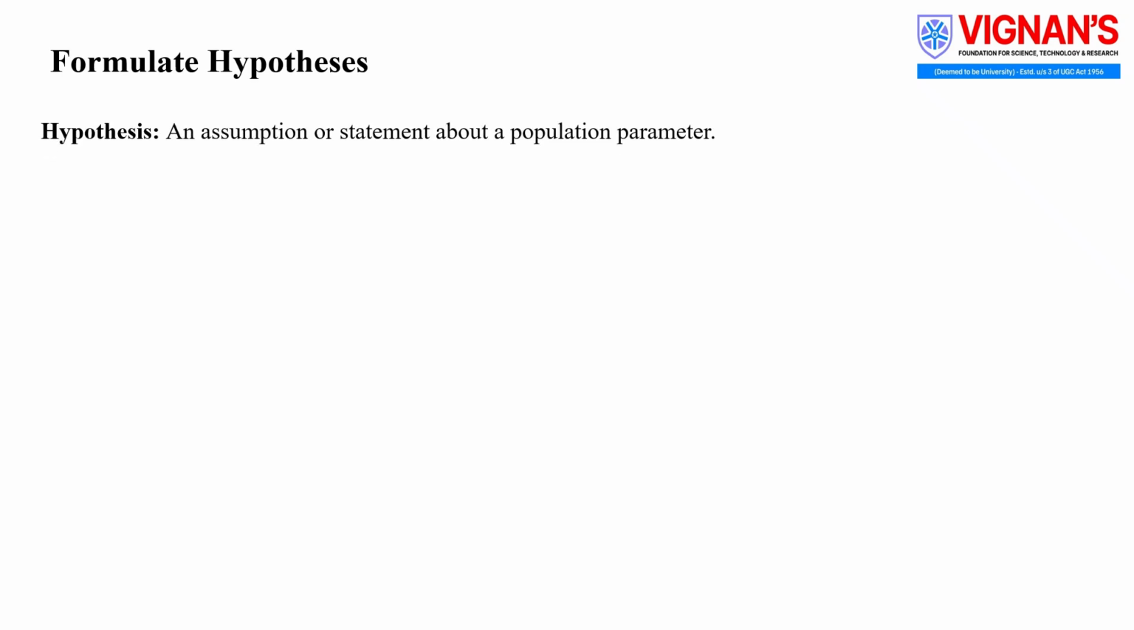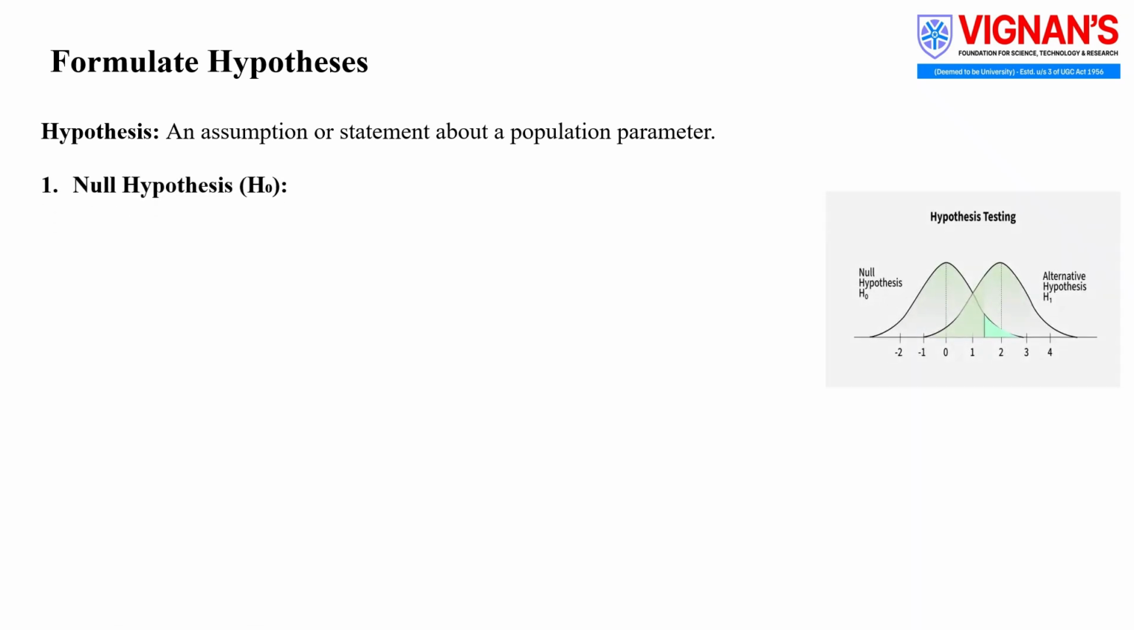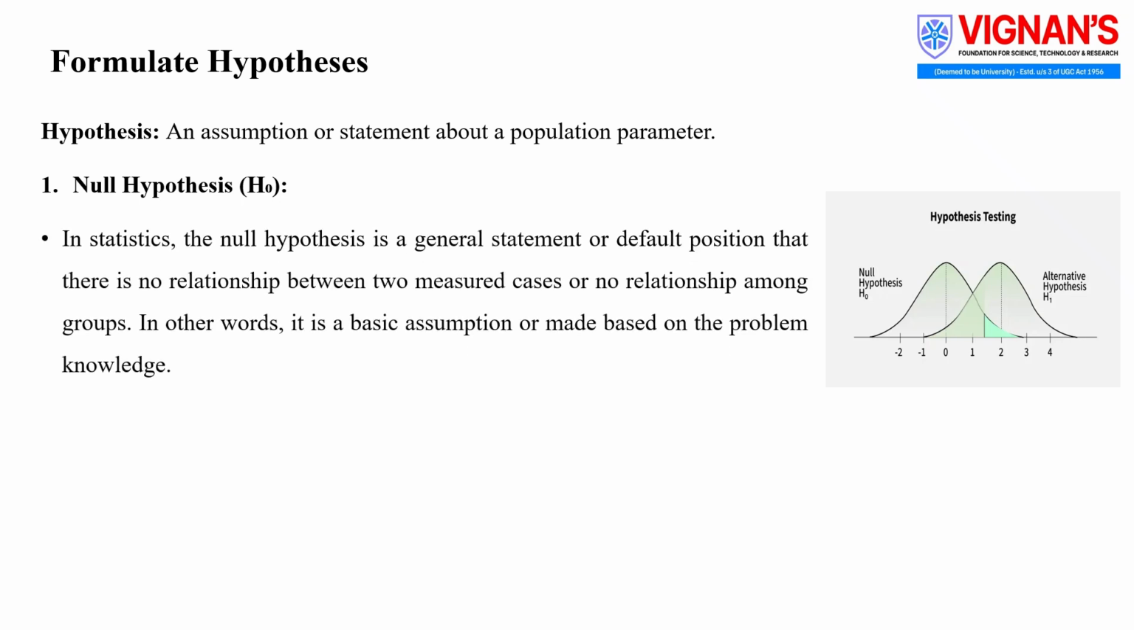A hypothesis is an assumption or a statement about a population parameter. In hypothesis testing, we work with two types of hypotheses. The first one is the null hypothesis, written as H0. The null hypothesis is a general or default statement that there is no effect, no change, or no relationship. It represents the basic assumption based on the problem or existing knowledge. For example, if a company claims that its average production is 50 units per day, then the null hypothesis is H0: mu equals 50.